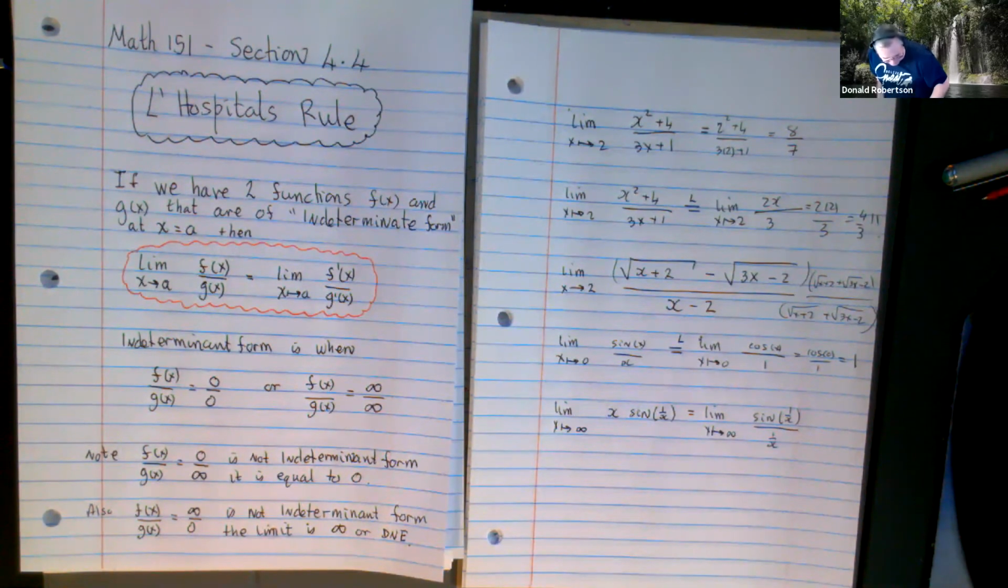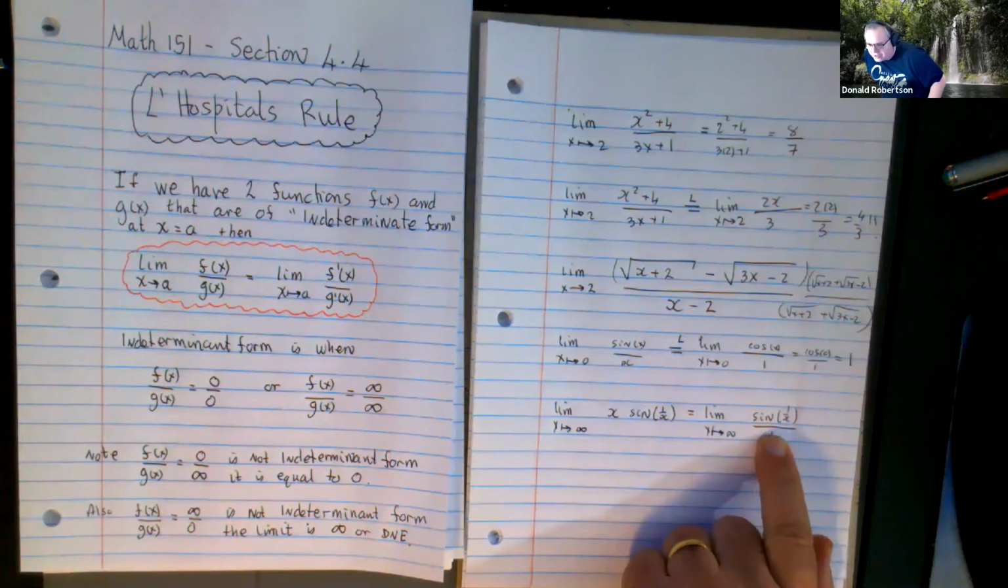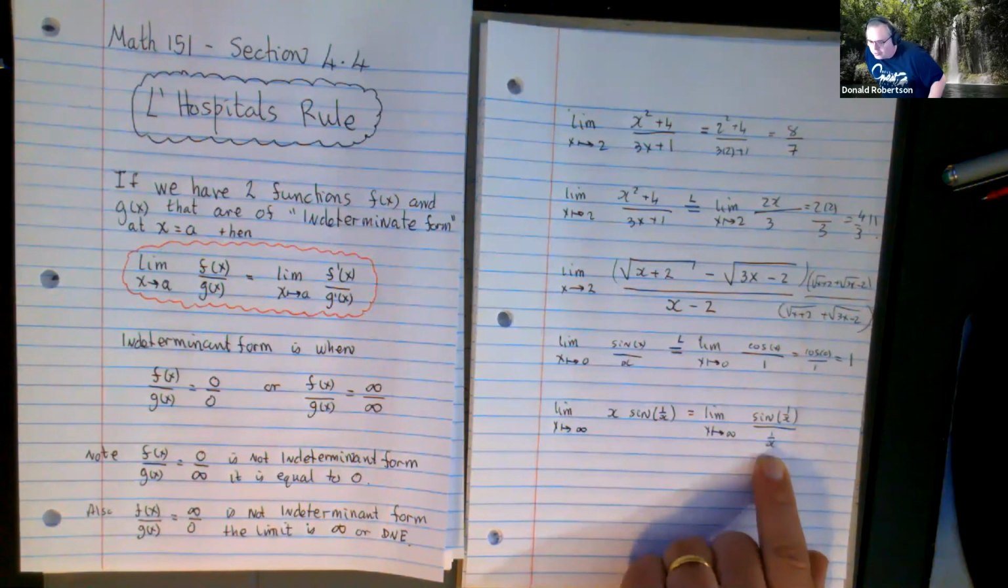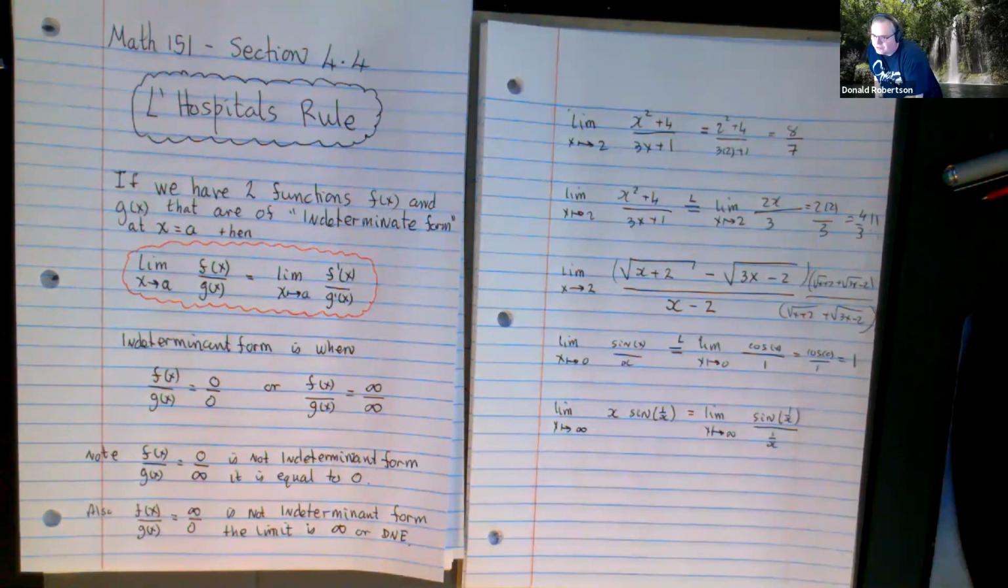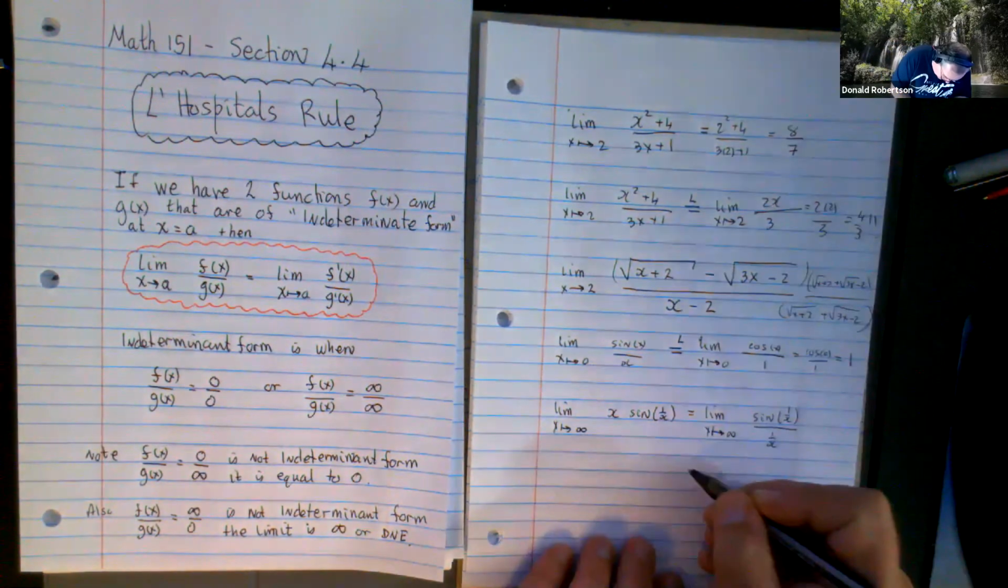So if I plug infinity in, isn't the sine of 1 over infinity the sine of 0? And the sine of 0 is 0. And isn't 1 over infinity 0? So I have a 0 on the top and I have a 0 on the bottom. So it is indeterminate form. So that means I can use L'Hopital on it. So I will.